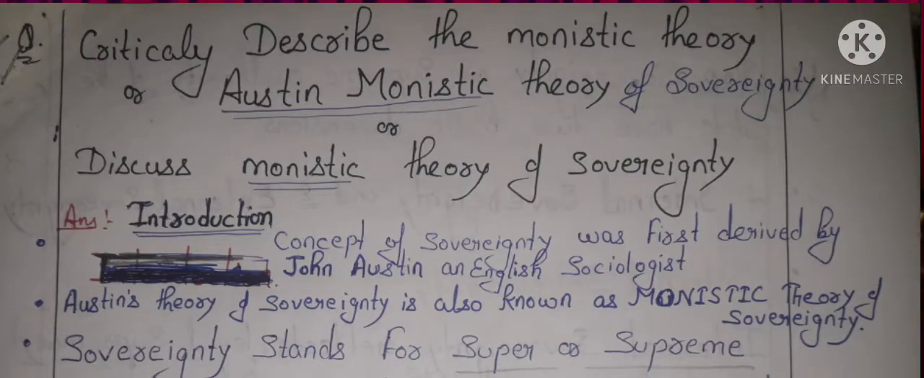Question: Critically describe the monistic theory or Austin's monistic theory of sovereignty. Discuss monistic theory of sovereignty. The concept of sovereignty was first derived by John Austin, an English sociologist. Austin's theory of sovereignty is also known as the monistic theory of sovereignty. Sovereignty stands for super or supreme.